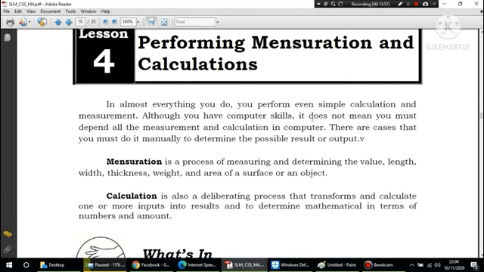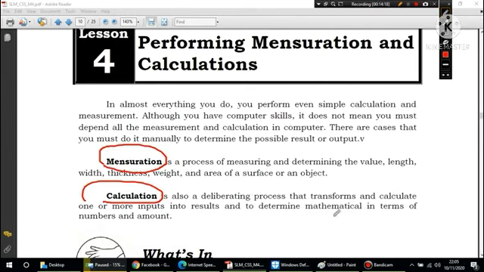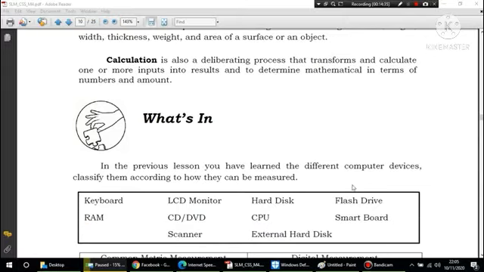So let us differentiate mensuration and calculation. Mensuration is a process of measuring and determining the value of length, width, thickness, weight, and the area of the surface of an object. While calculation is also a deliberate process that transforms one or more inputs into a result, and determines mathematical values in terms of numbers and amount. So in calculation, there is a formula that must be followed in conversion.